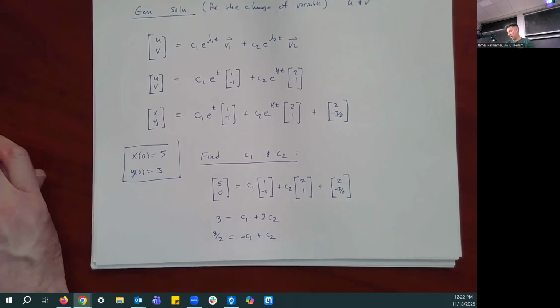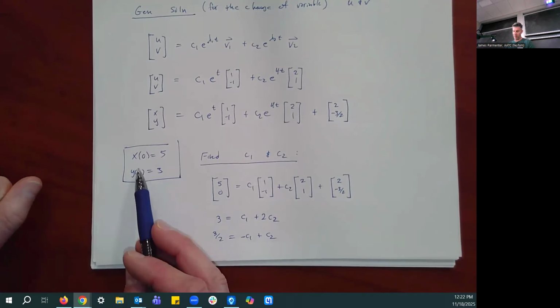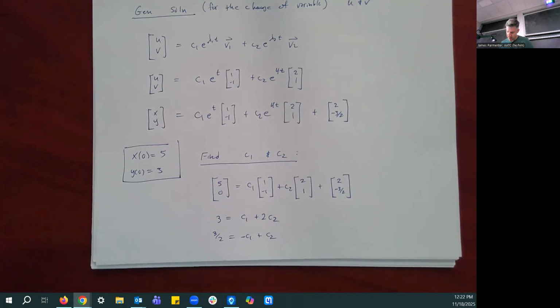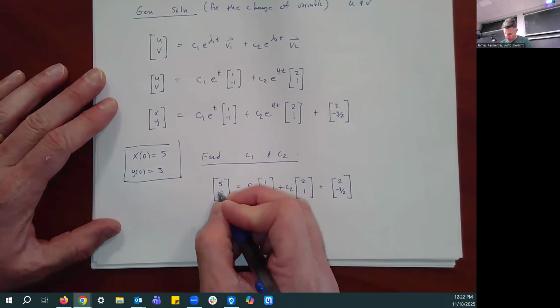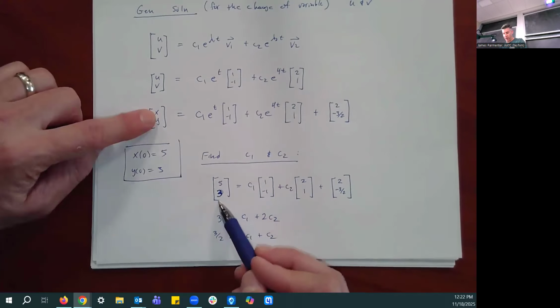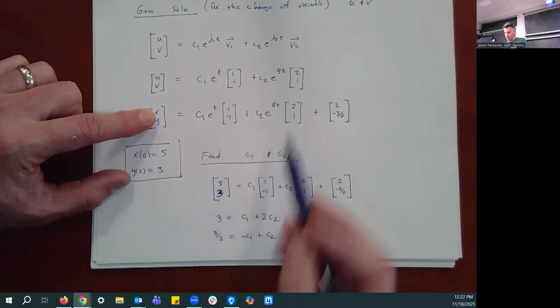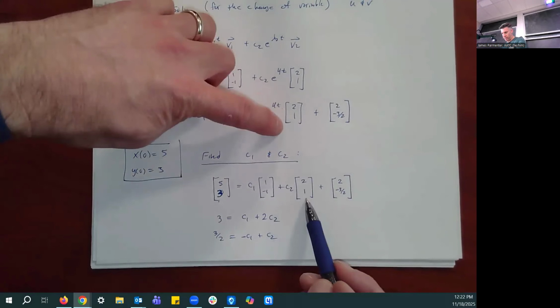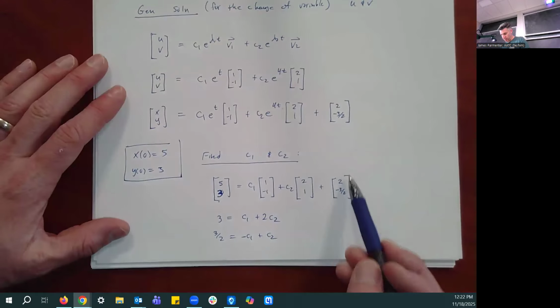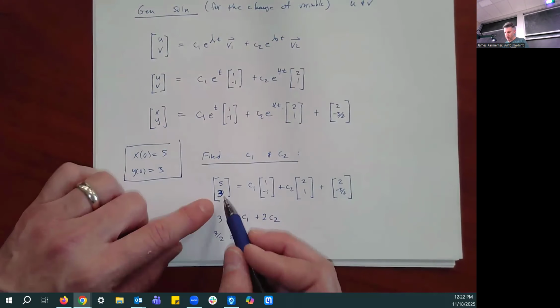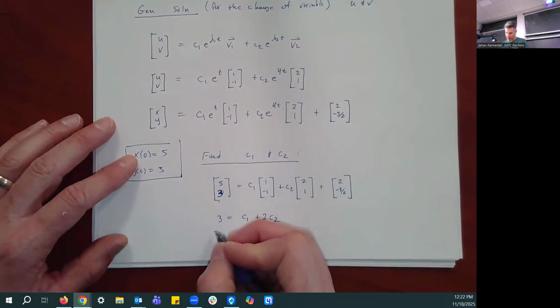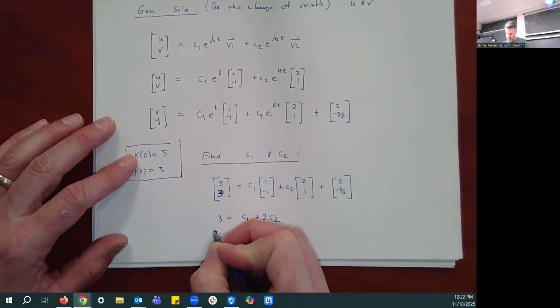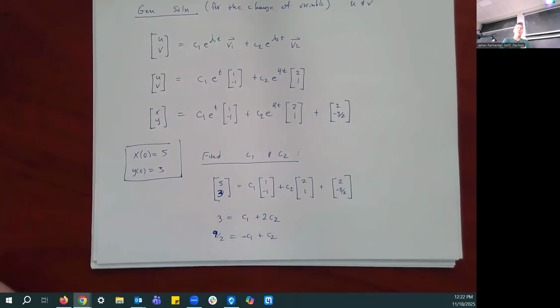So those are the equations I'm getting after plugging in 0 for t and 5 and 3. Oh, 5 and what? 5 and 3, not 5 and 0. Geez. So plugging in 5 for x and 3 for y and 0 for t, we get these equations. 5, 3 is equal to c1 times 1 negative 1 plus c2 times 2, 1 plus this. Then we subtract that over to this side. So this should be 3 plus 3/2, which is 9/2. But again, you're just solving a system of two equations and two variables, whatever process you like.